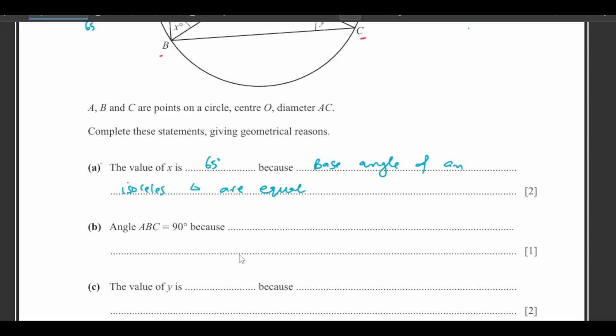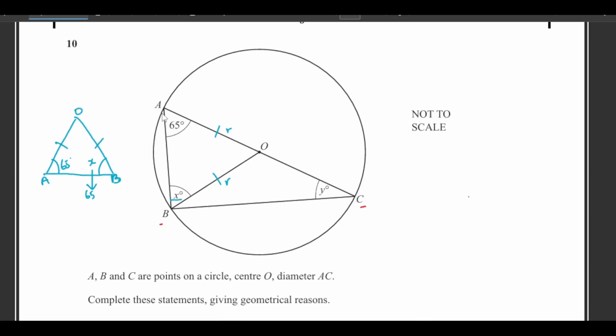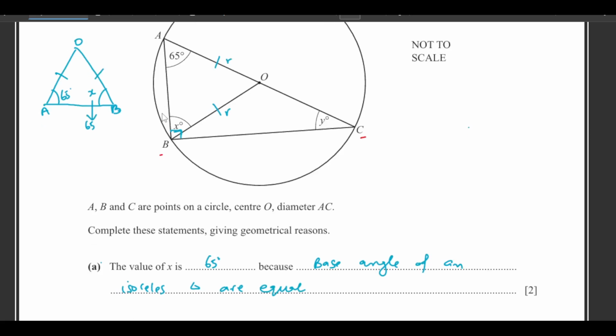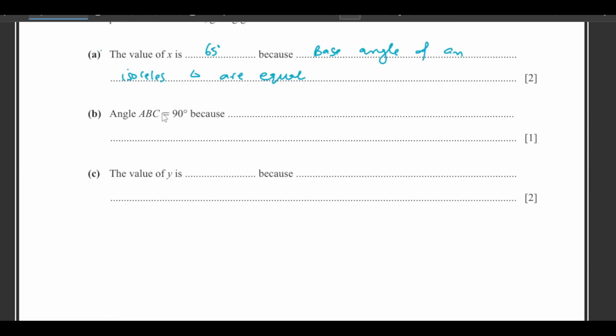Now, angle ABC is 90 because, look here, angle ABC, we are talking about this angle, this is ABC, this is 90 because this is an angle in a semicircle. So, a triangle in a semicircle is always a right angle triangle. So, this is 90 because a triangle in a semicircle is a right angle triangle.